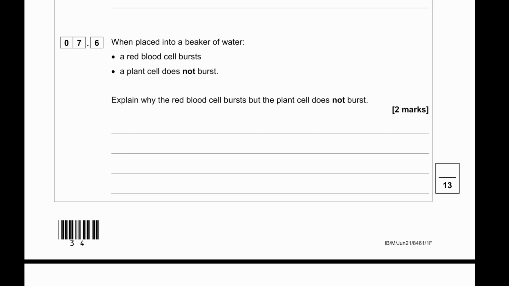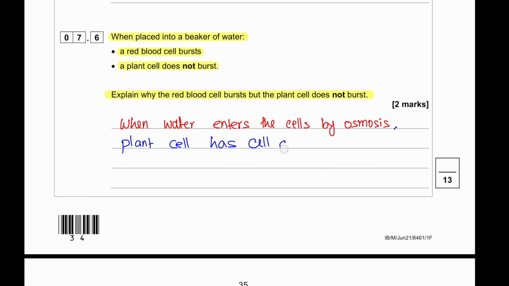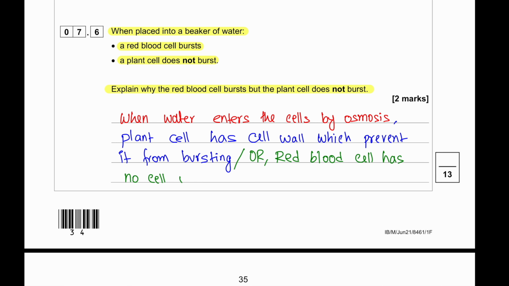When placed into a beaker of water, a red blood cell bursts. A plant cell does not burst. Explain why the red blood cell bursts but the plant cell does not burst. When water enters the cell by osmosis, the plant cell has a cell wall which prevents it from bursting. However, the red blood cell does not have any cell wall, so it swells and it bursts.